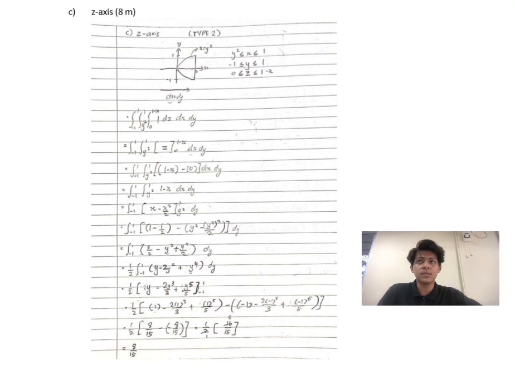So the answers for A, B, and C are the same. The answer is the same because we just find the volume of this shape from each projection. Okay, that's all from me.